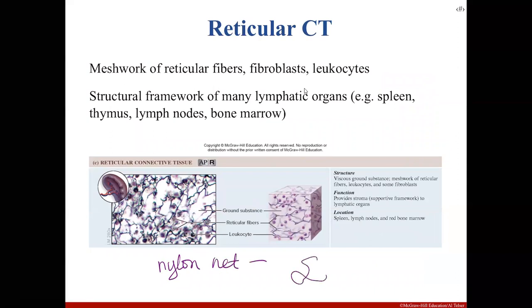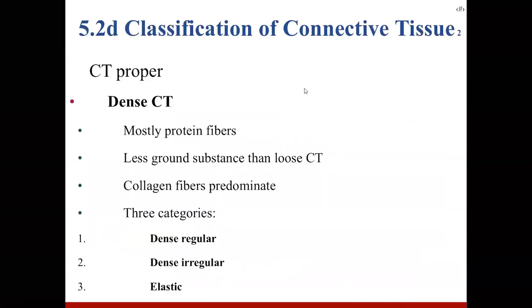Okay, so it's this network. So here's the network of proteins, and then in there are blood cells. So white blood cells are in here. So lymph nodes. Okay, now proper connective tissue. So the dense regular, dense irregular, and the elastic.